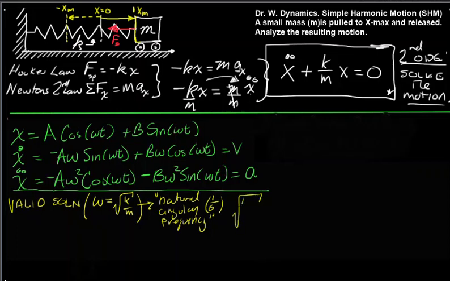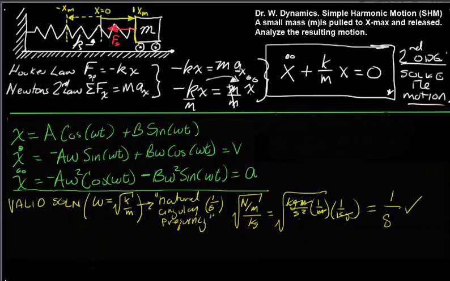So the square root of k, which is newtons per meter, over mass, which is kilograms. And a newton is a kilogram meter per second squared, times 1 over meter, times 1 over kilogram. The meters go, the kilograms go, and we have the square root of 1 over seconds squared, which is indeed 1 over seconds. So that's another way of knowing that we have the right set of units here. A second way of knowing that is up here. That should be unitless.